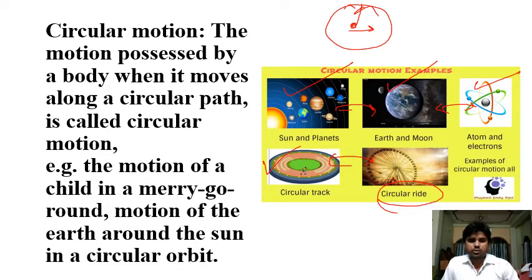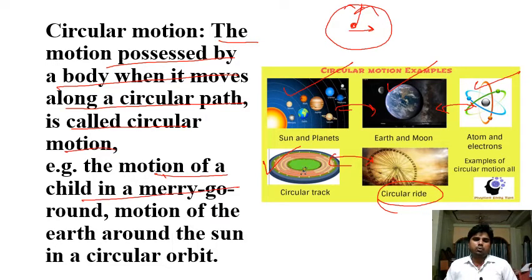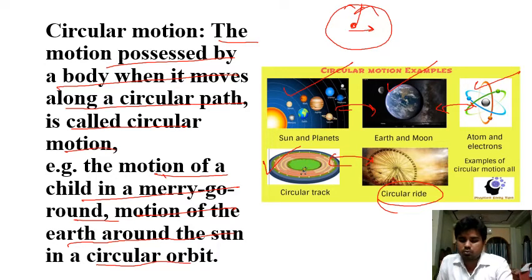So yes, students. In every diagram, in every image, we can see that one body is moving around the other body. Okay. So see the definition. The motion possessed by a body when it moves along a circular path is called circular motion. The motion of a child in a merry-go-round, the motion of the earth around the sun in a circular orbit. So these are different examples of circular motion.